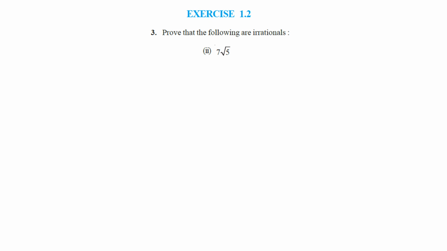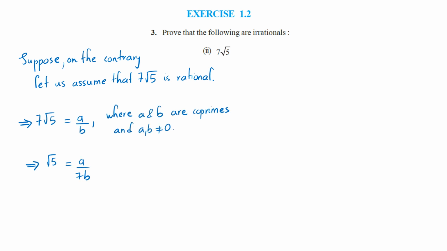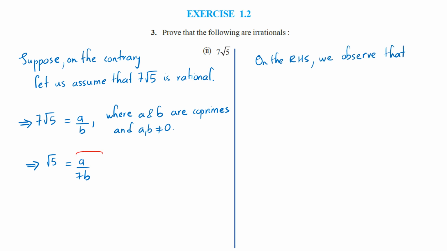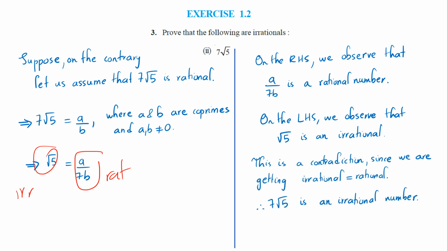Okay, let's take a look at another question. Prove that 7 root 5 is irrational. Once again, we're going to assume that 7 root 5 is rational, which means we can write it as a by b, where a and b are coprimes. So root 5 is equal to a upon 7b. We transpose 7 over to the other side. Once again, we're going to use the same argument. On the right hand side, what do we have? We have a rational number, and on the left hand side we have an irrational number, which is a contradiction. Therefore 7 root 5 is an irrational number.